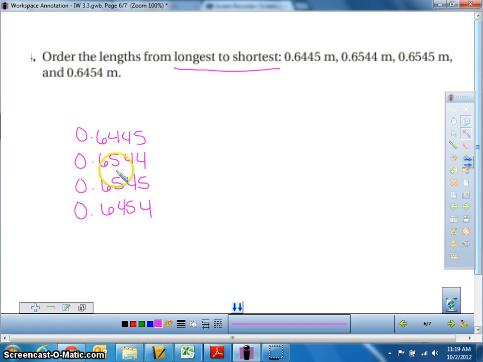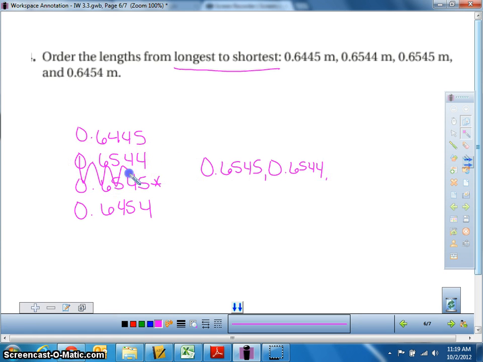I know it's going to be between these 2 for right now. Right now I don't know, so I'm going to go to the next one. I got 4s. That doesn't help me. Finally here, I've got a 4 and a 5. This one right here has to be bigger. So 0.6545 is my biggest number. Since I was debating just between these 2, I know that this is my next biggest number. 0.6544 is my next biggest number.